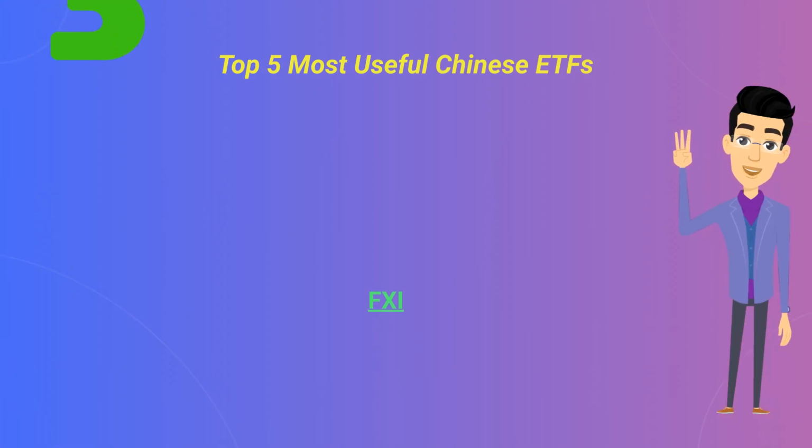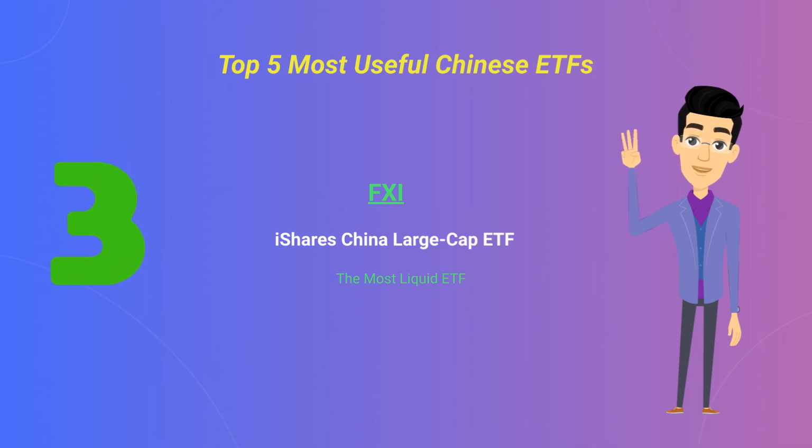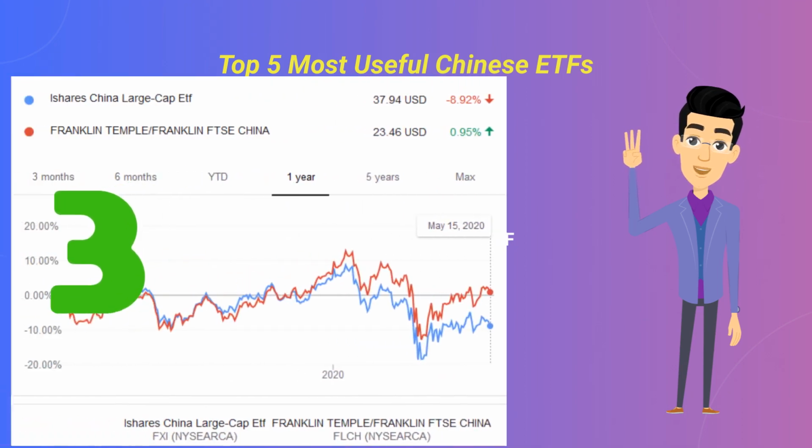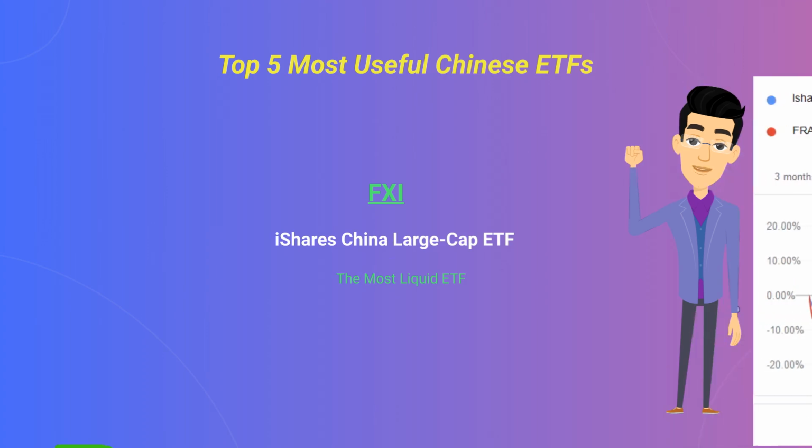Number 3. FXI. iShares China Large Cap ETF is one of the most popular China ETFs. It offers the best liquidity in the research universe, so one can get into and out of this ETF with the minimum slippage. Although it also offers investors exposure to the largest companies in China, currently it only has about 40% correlation with FLCH because it's composed of Chinese equities traded on the Hong Kong Stock Exchange only.